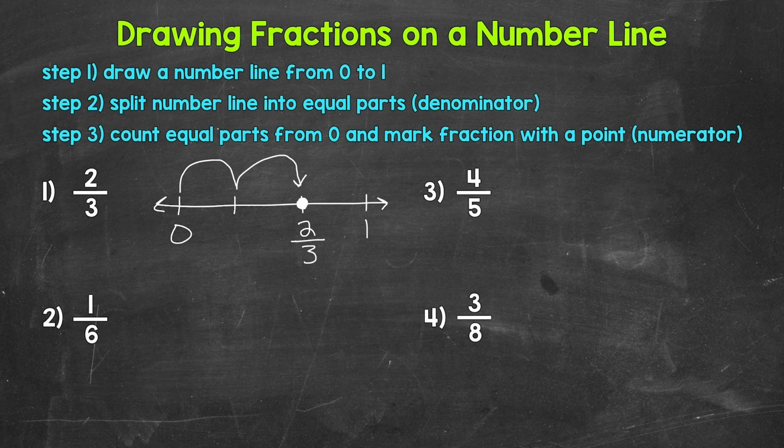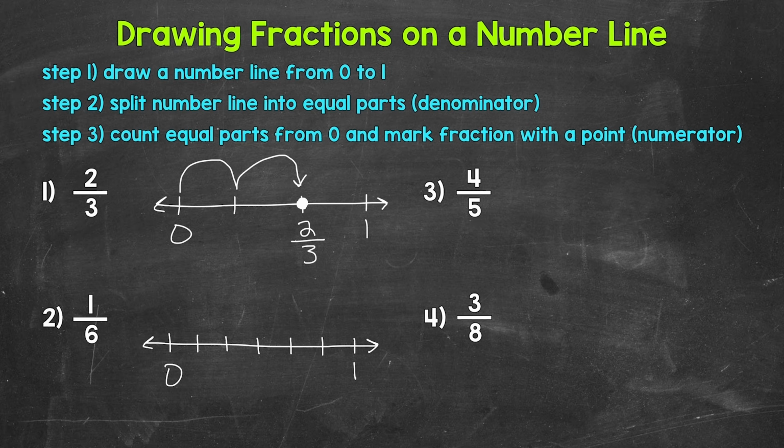We have 1/6. First, let's draw our number line from 0 to 1. So here's our number line, and we need 0 to 1. 1/6 is going to be somewhere in between 0 and 1. Now we need to split the number line into equal parts. Our denominator is 6, so we need 6 in total. So 1, 2, 3, 4, 5, and 6.